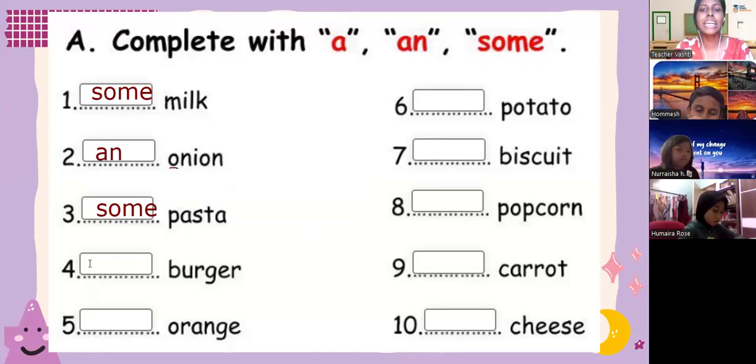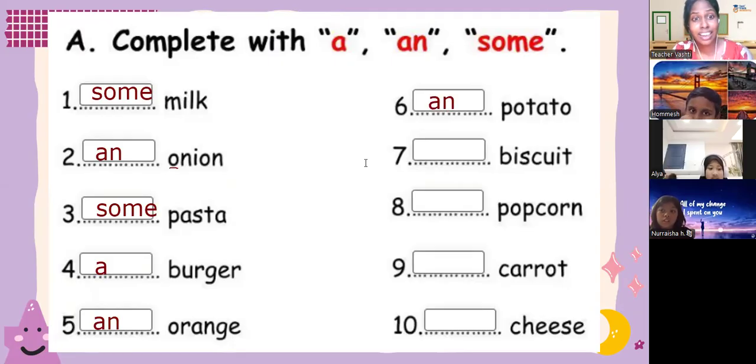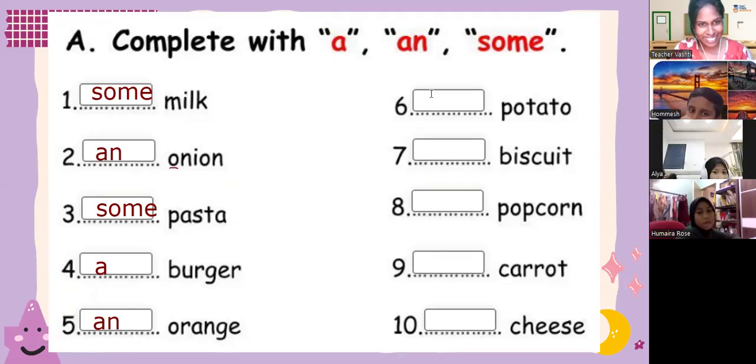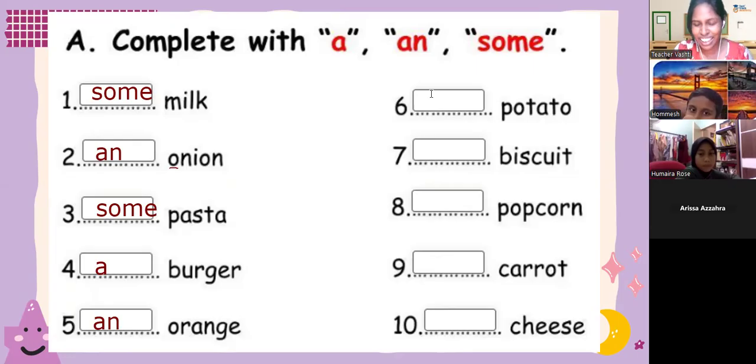Burger. Very good. Orange. An. Good. Potato. Not "an". Why not "an"? Because potato does not start with A-E-I-O-U. Very good, Arisa Zara. "An" cannot be used because it doesn't start with A-E-I-O-U.